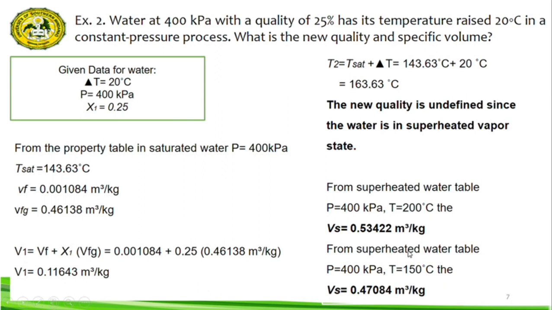From the superheated water table, at pressure equal to 400 kilopascal and temperature at 200 degrees Celsius, the specific volume is 0.53422 cubic meter per kilogram. And from the superheated water table, pressure equal to 400 kilopascal and temperature 150 degrees Celsius, the specific volume is 0.47084 cubic meter per kilogram.